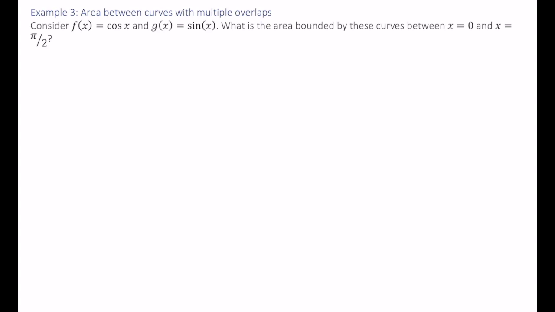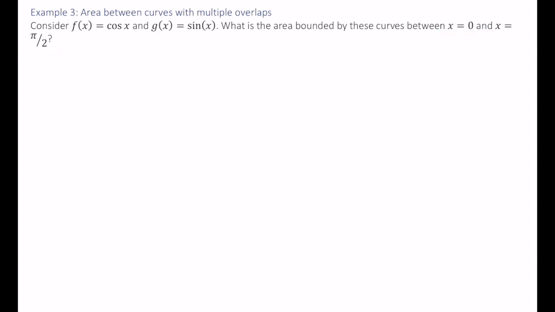Welcome. In this video, we're continuing our discussion on area of regions that's bounded between curves, and we're segueing from irregular overlaps to multiple overlaps. So let's consider this function, f of x equals cosine of x and g of x equals sine x. What is the area bounded by these curves between x equals 0 and x equals pi over 2?